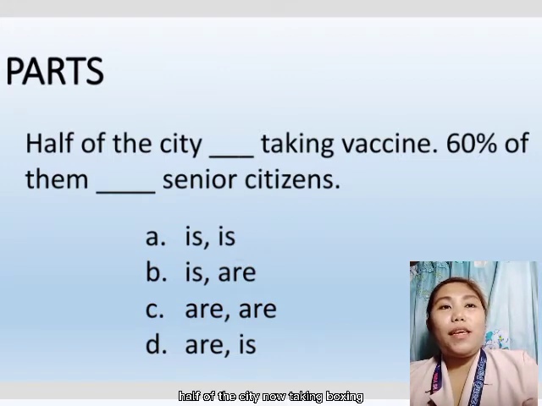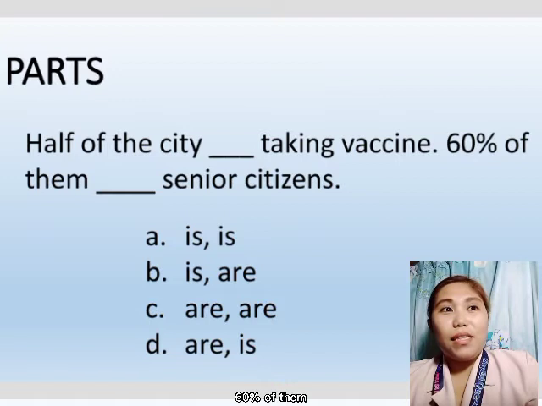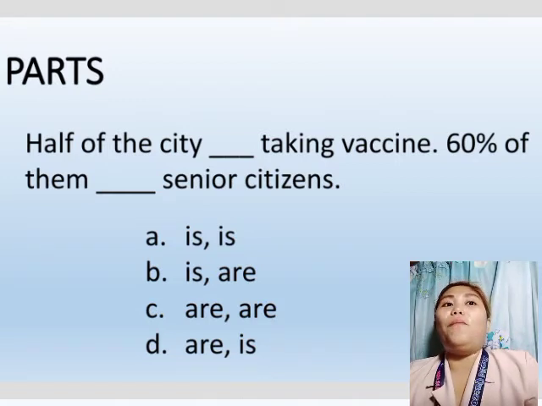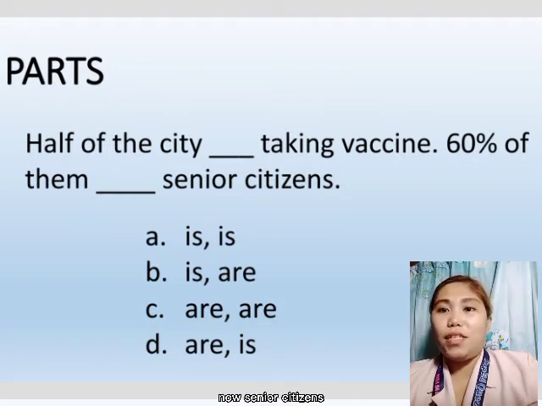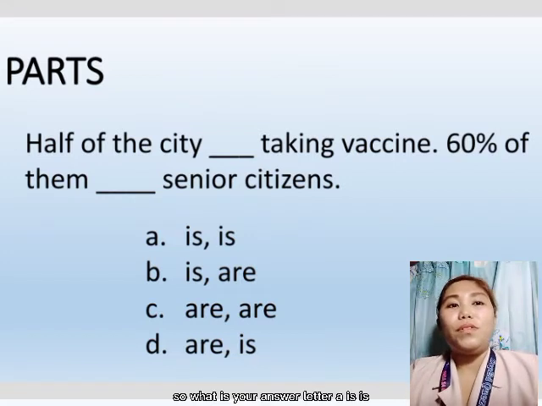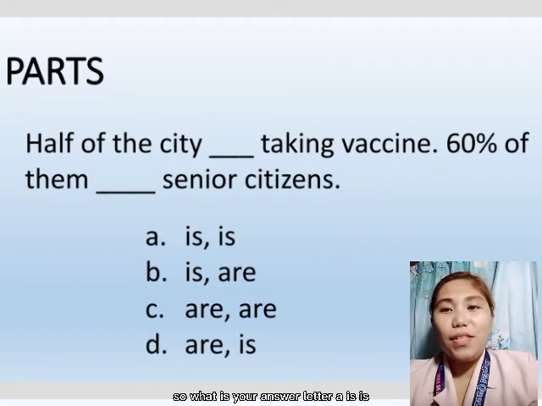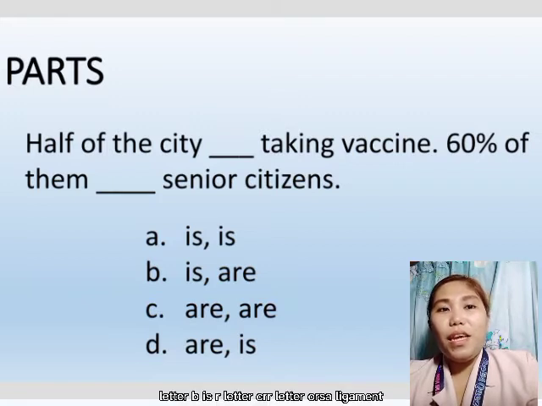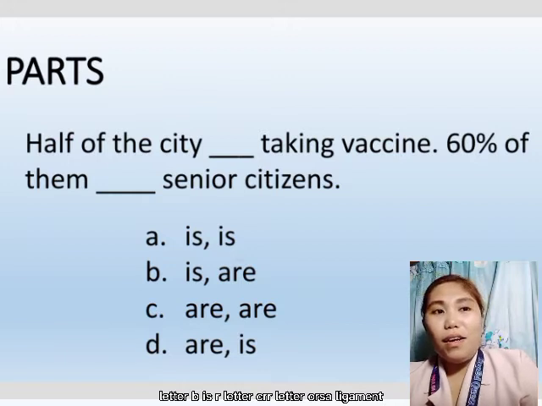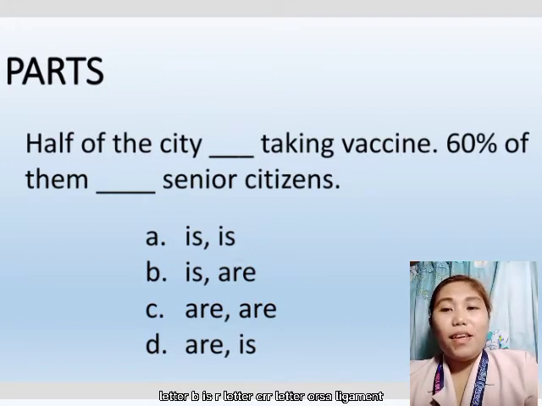I have an example sentence here. Half of the city blank taking vaccine. 60% of them blank senior citizens. So, what is your answer? Letter A, is. Letter B, is, are. Letter C, are. Letter D, are, is. I'll give you a minute.